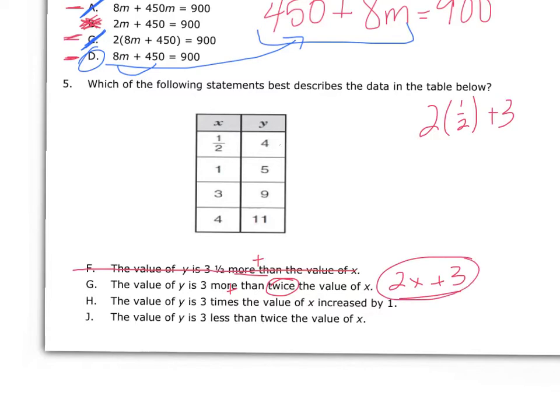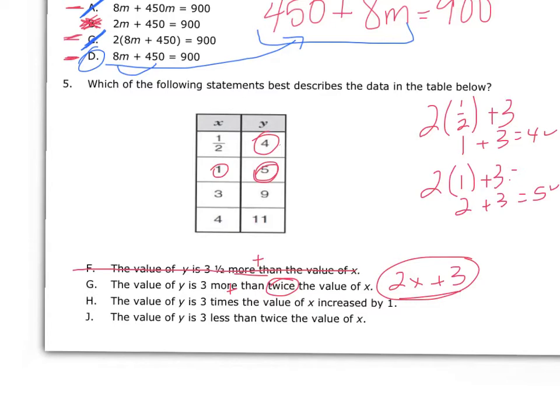So 2 times 1/2 is 1. 1 plus 3 is 4. So that one worked because we were supposed to get 4. Now I do 2 times, this time instead of 1/2, I'm going to put the 1 plus 3. 2 times 1 is 2, plus 3 is 5. And that's what I was supposed to get, so far that worked.